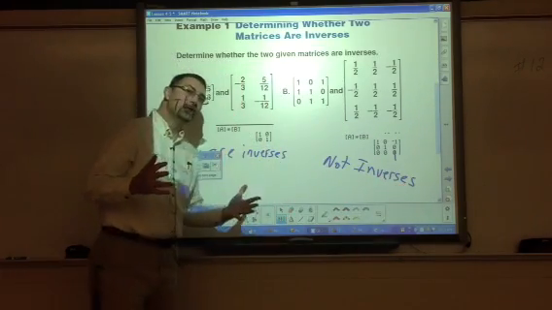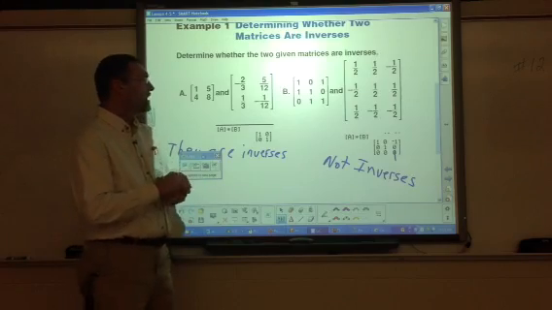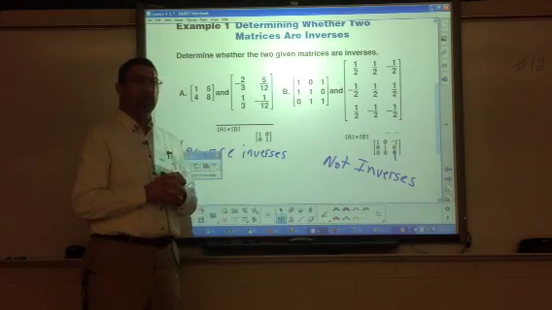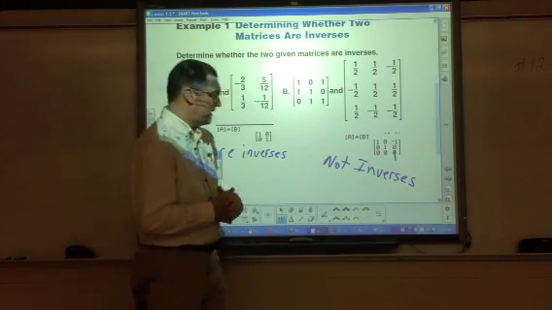So to tell whether two matrices are inverses or not, we just multiply them together and see if we get the identity matrix.